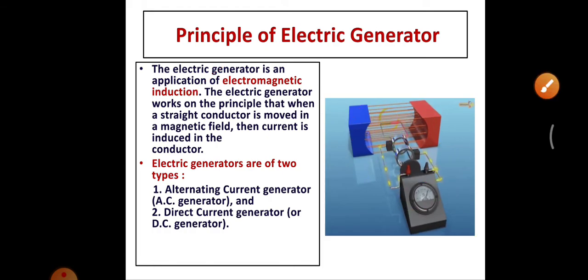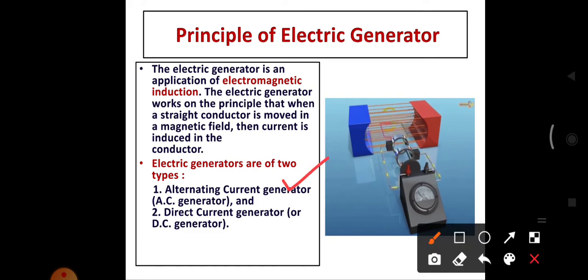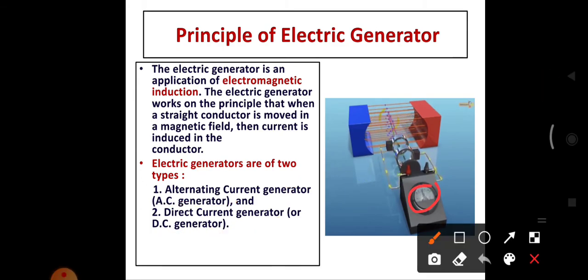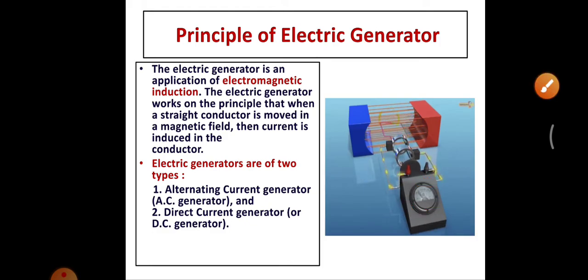There are two types of electric generators: the alternating current generator, AC generator, and the direct current generator, DC generator. In your book, they have given only the AC generator diagrams, working and construction. See the needle of the galvanometer; it shows that current is induced when the coil is moving inside the magnetic field.